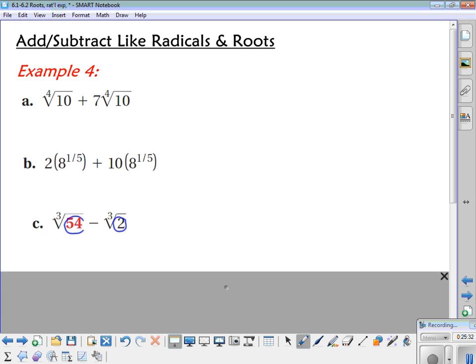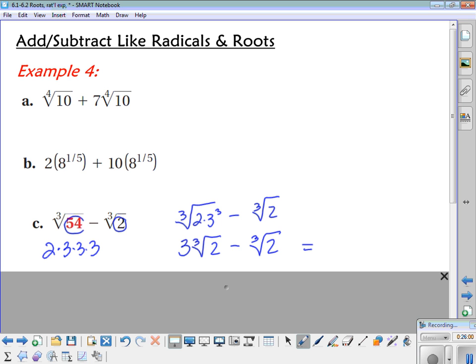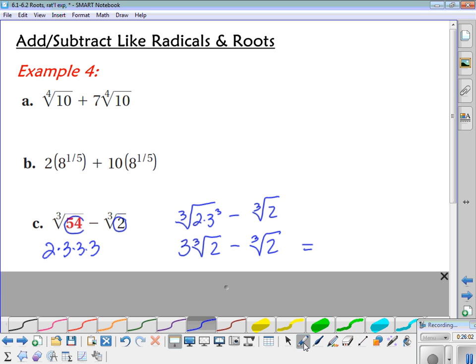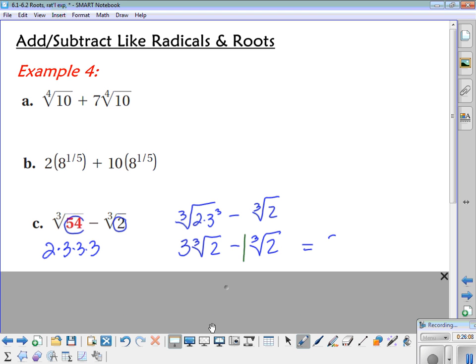But if I take 54 and I break it down, it's actually 2 times 3 times 3 times 3. So I've got the cube root of 2 times 3 cubed minus the cube root of 2. So I can take that 3 out. Now I've got 3 times the cube root of 2 minus the cube root of 2. How many cube root of 2's do I have left? Well, we assume that there's a 1 out here, right? So 3 minus 1 is 2. So it's 2 times the cube root of 2. Okay?